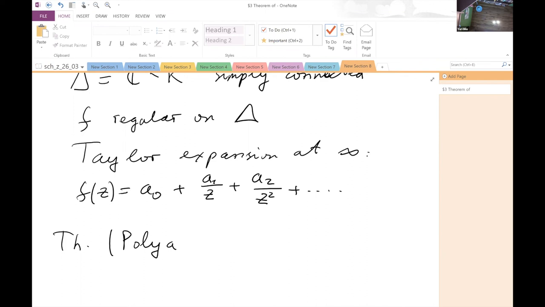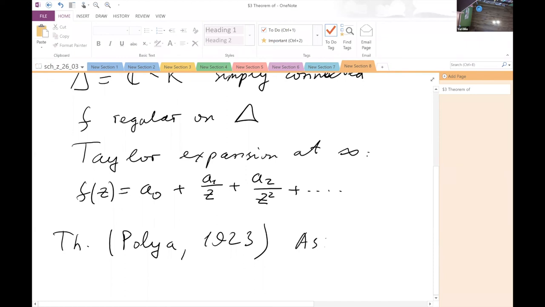It was not the first work of this kind. There were some previous works by Borel, Fatou, by Carlson, and so on. Anyway, Pólya established really a very, very general result. So in 1923, you see, 100 years ago.